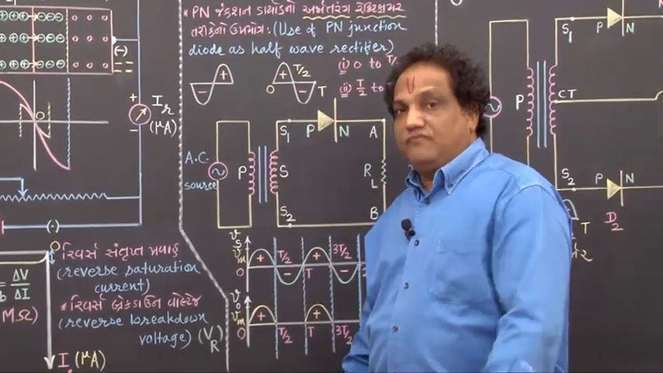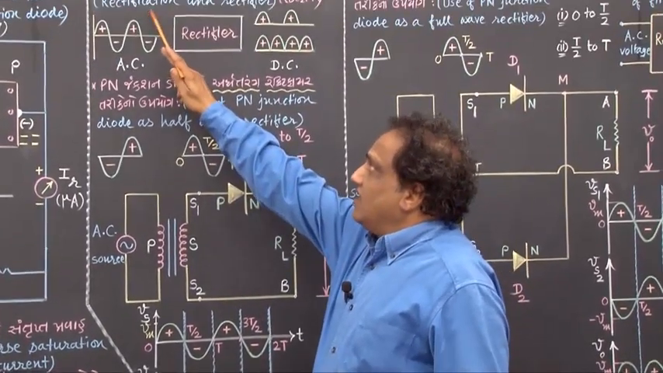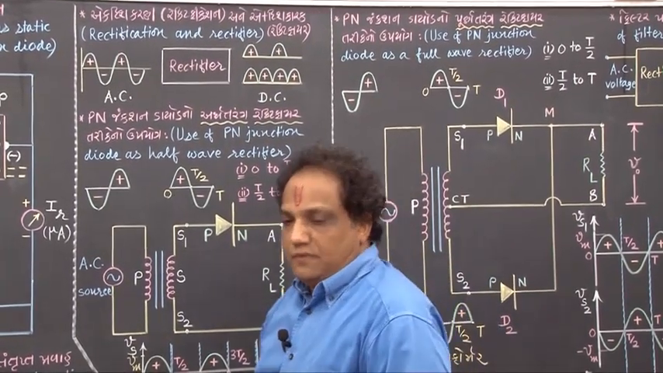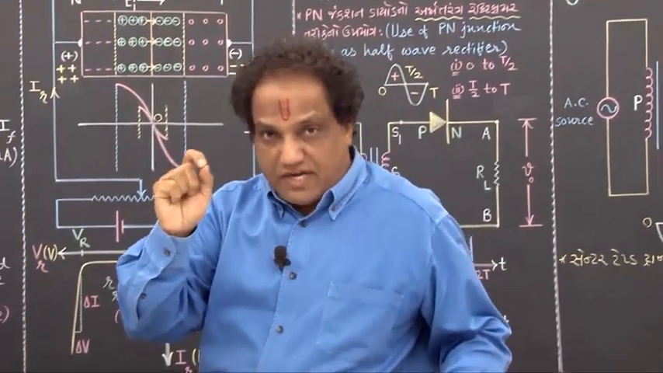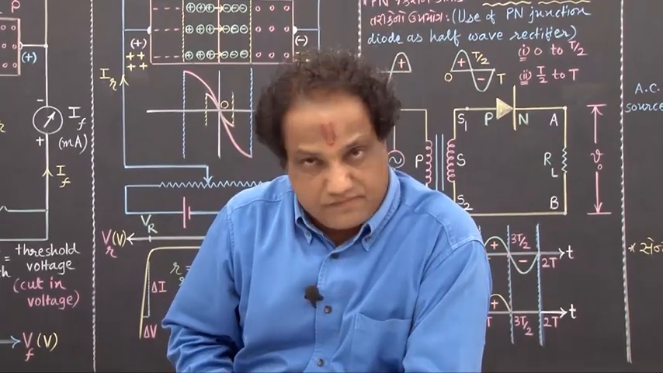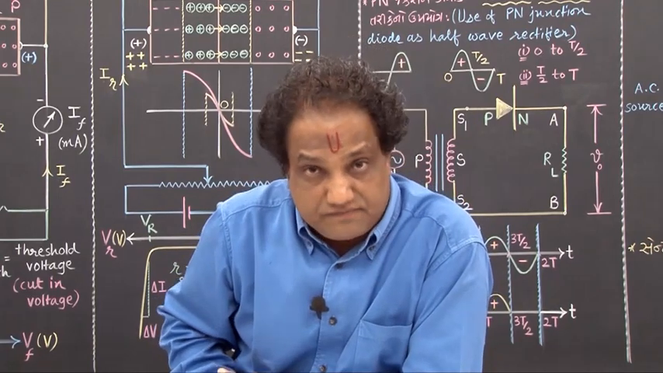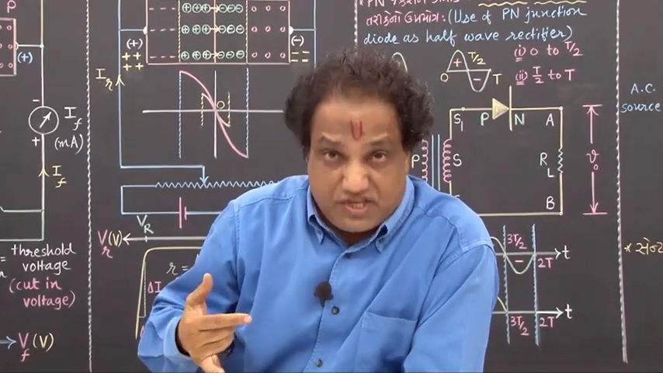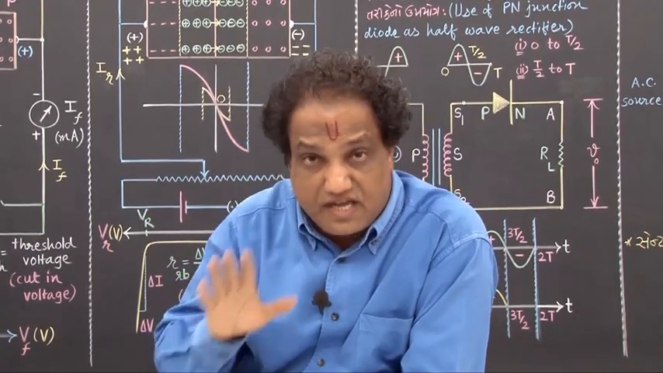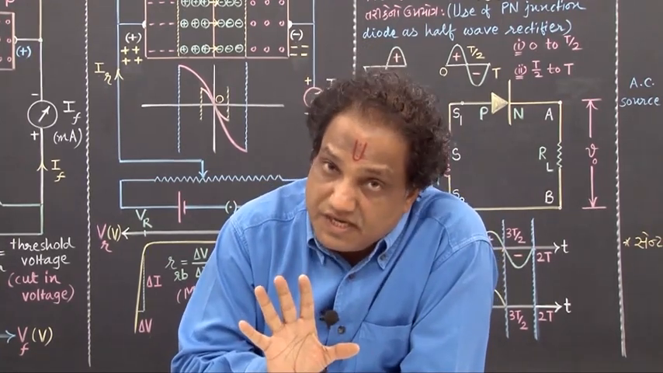Now we go for a very important article. See the title: rectification and rectifier. Look, Torrent Power Limited, that company delivers electrical power at our residence, correct? But that power is delivered in the form of AC, correct? There are some reasons for that. Delivery of electrical power in the form of AC is rather easy, cheap in cost, and less dangerous, correct?